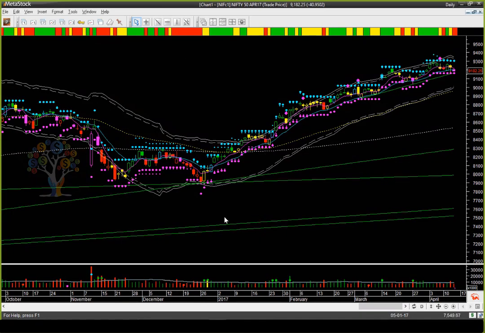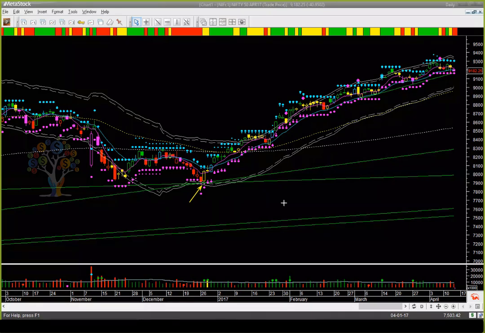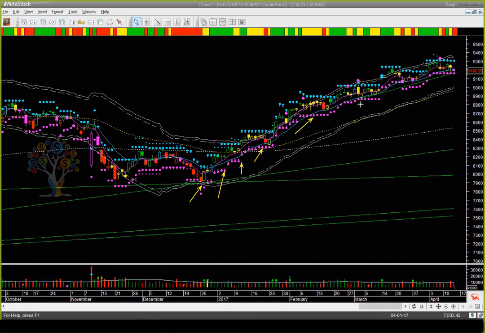If we had taken a long position at this point using a bounce or box long trade signal, then as price went up, we'll be moving the stop along this Q protection line. And we can see that we will get stopped out at this candle, this magenta flow candle.